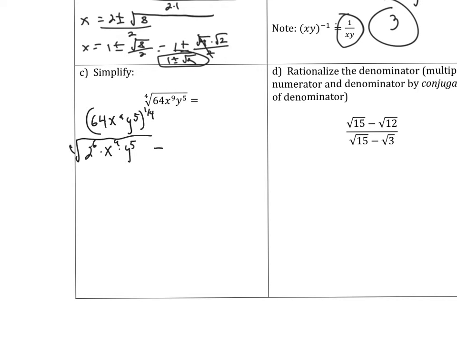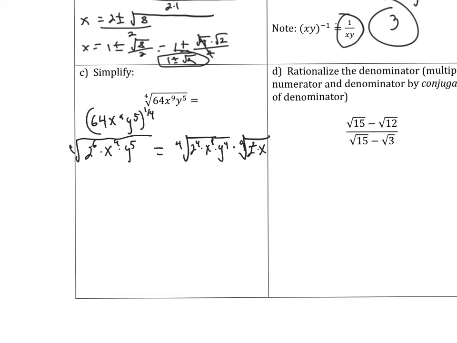And I'm going to turn it into this, equals the 4th root of 2 to the 4th times x to the 8th times y to the 4th times the 4th root of what's left over, which is 2 squared times x.